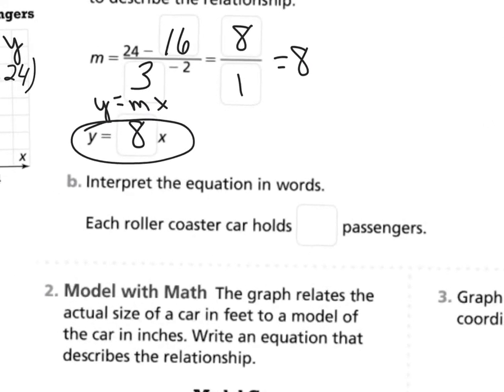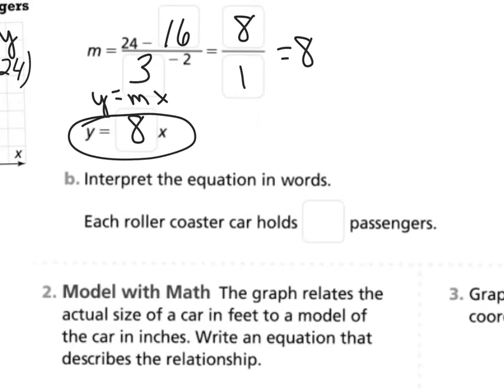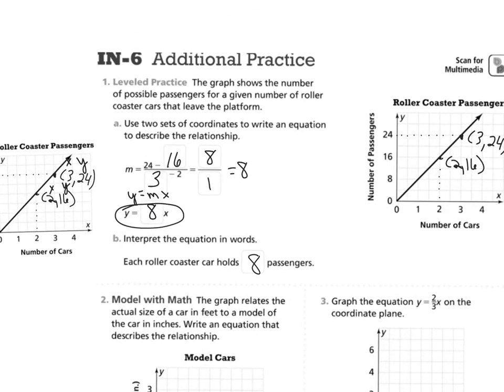And then part B, interpret the equation in words. We could say each roller coaster holds 8 passengers. If you look at your values here of x and y, this was passengers and cars, so that was 8 passengers per car is what we found for our slope. Number 2 is similar to that.